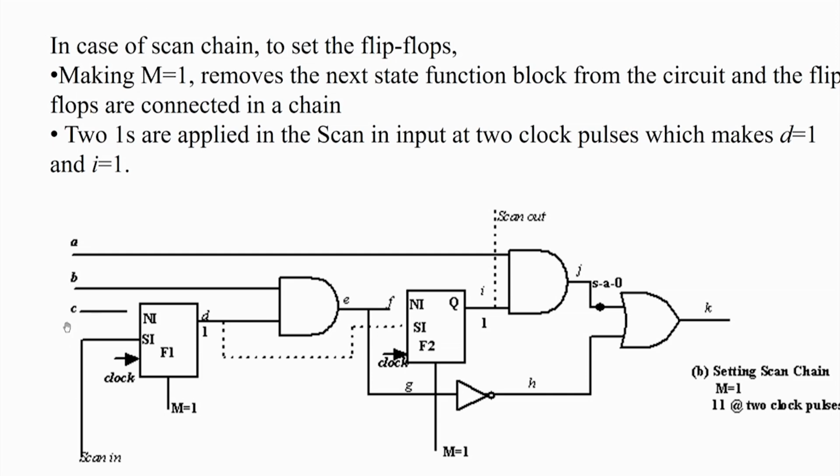But if I go by the previous approach, in which I say that B equal to 1 and C equal to 1, in fact B equal to 1 and this line D equal to 1, and I am going to make flip flop 2 equal to 1.